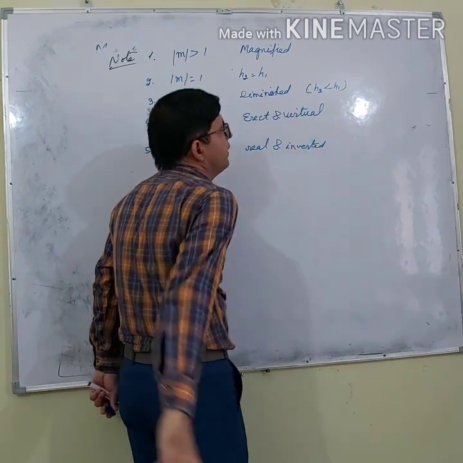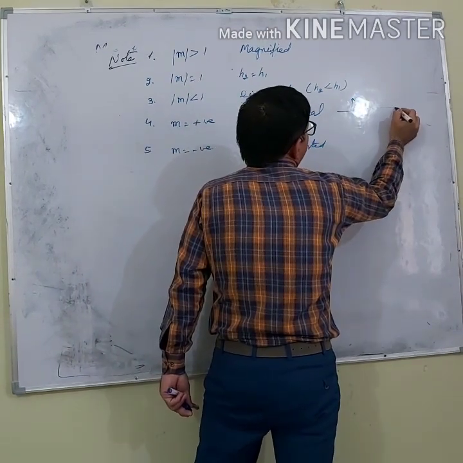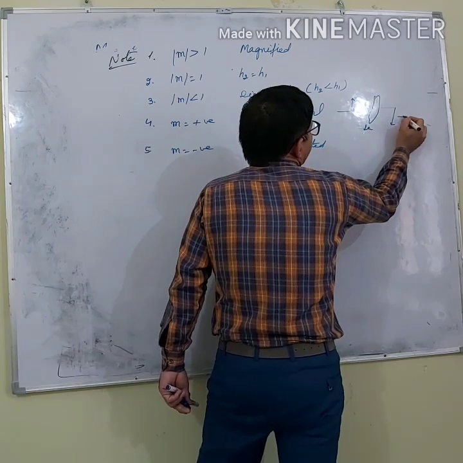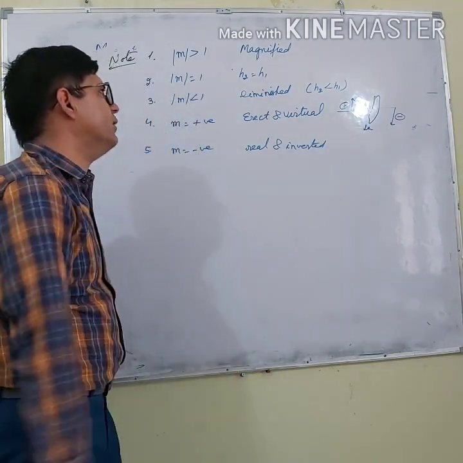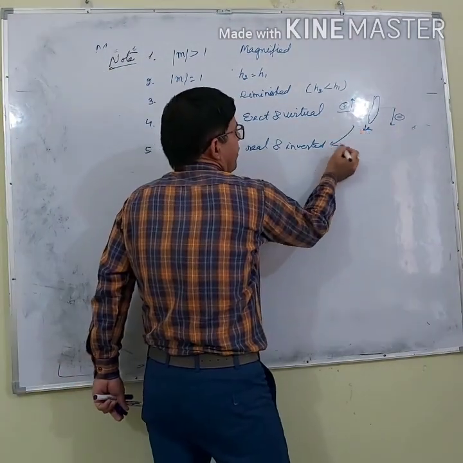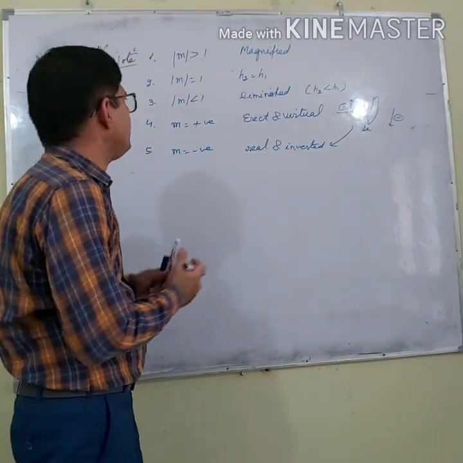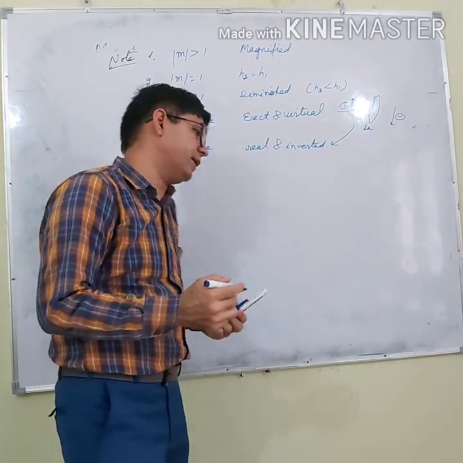Erect and virtual we have discussed in case of mirrors also. If the object is here and the image formed is here, let us say this is a lens, this height is negative, this height is positive. So if you take the ratio, it will be inverted. So in this case, the image formed is real and inverted. These are the points that you have to keep in your mind.